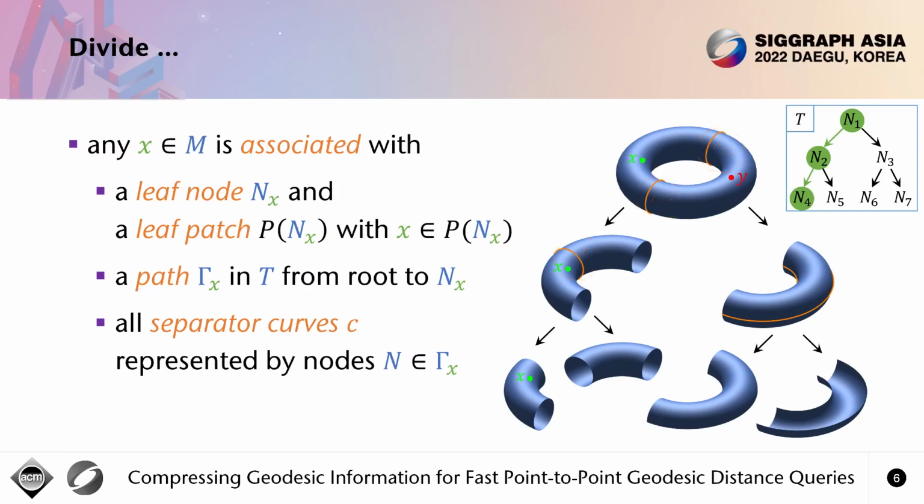Another example, for this point y that lies on the other part of this torus, it would be this leaf node n6, because that's the patch that contains y, and the path gamma y would be the one from n1 to n3 to n6, and all the separator curves, these four that are associated with the nodes n1 and n3, are now associated with the point y.